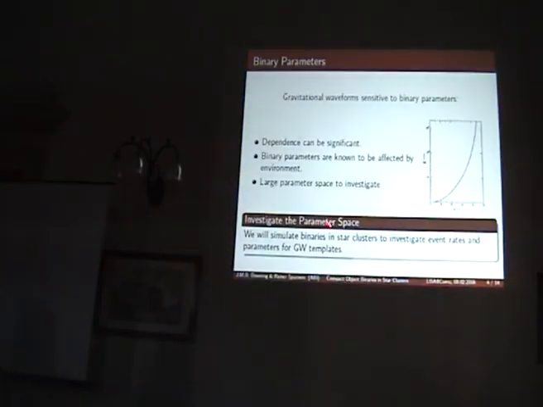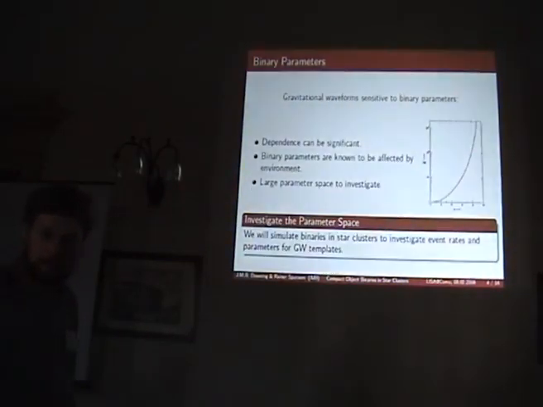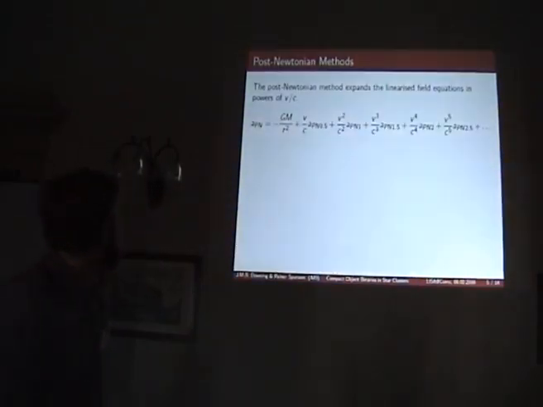So what we want to do is simulate stellar mass binaries in star clusters. We want to investigate the event rates for gravitational wave inspiral binaries in star clusters. And then we want to get parameters for gravitational wave templates. So we not only want just event rates, where you could probably use analytic formulas, we actually want to produce the final orbits and get orbital parameters as well. So how are we going to do this?